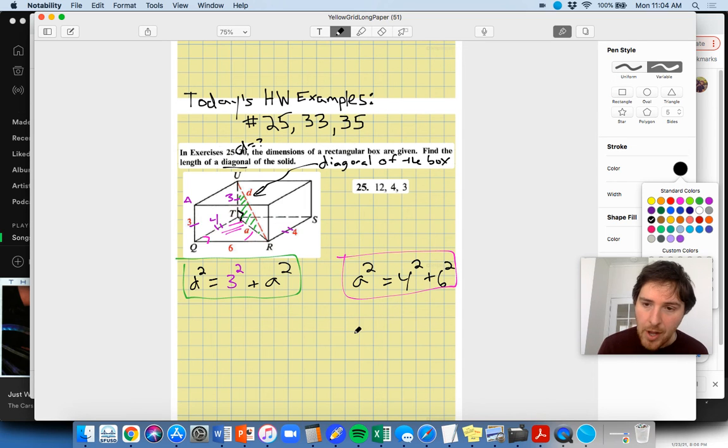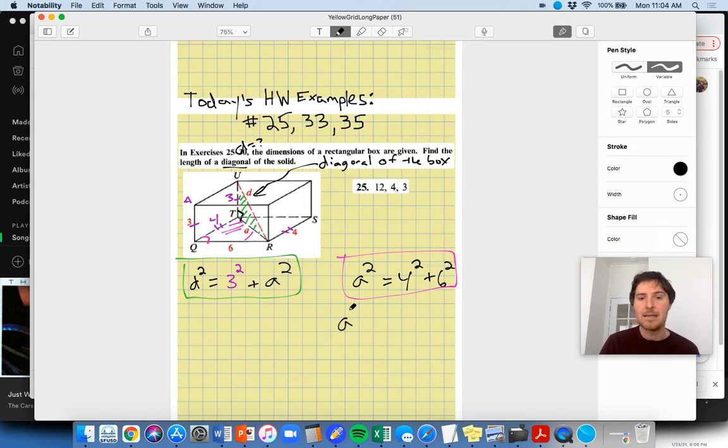So we can square it up, right? We have to figure out what A is. So let's first figure out what A squared must represent. 4 squared is 16, and 36 would be 6 squared.